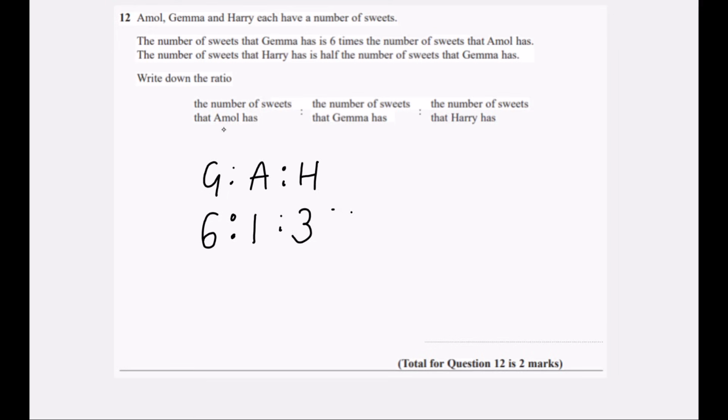I've written this in the wrong order. I want A to G to H. So A to G to H is 1 to 6 to 3.